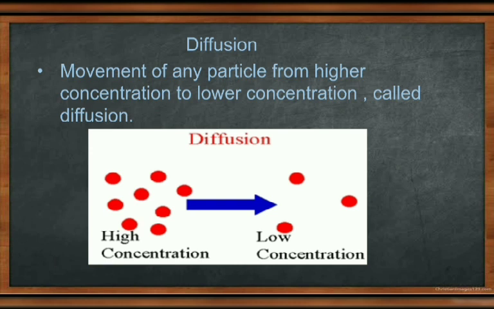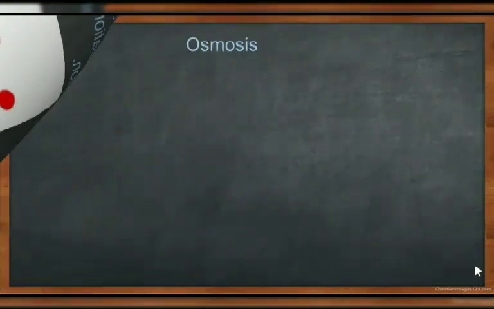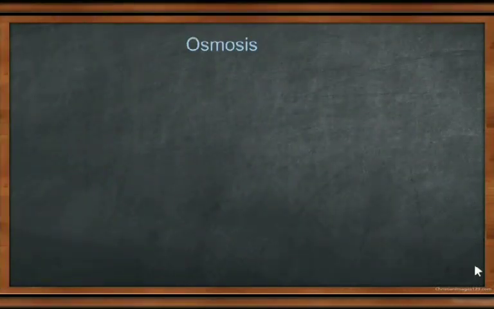One more example, listen. Suppose we take a bowl of water, and inside that one salt cube is dipped. After that, the salt cube spreads into the whole lower part. So it moves from higher concentration to lower concentration. Simply it is called what? Diffusion. Next one, that is most important, that is osmosis.